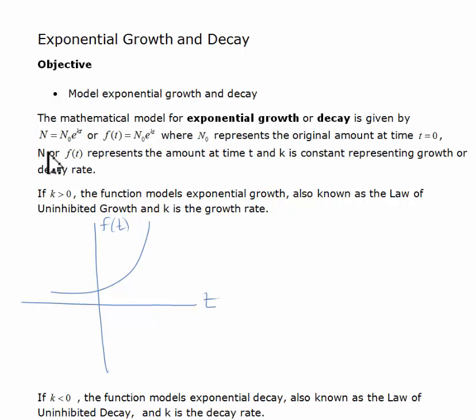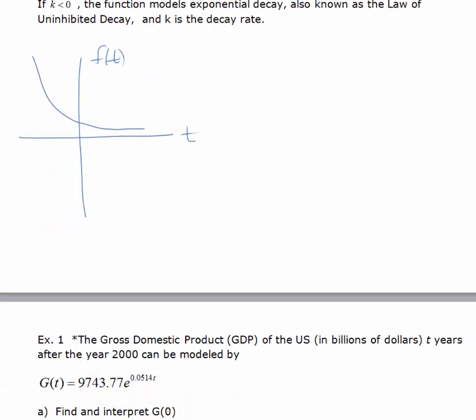And this should look familiar because when we compound continuously, that falls under exponential growth. If k is greater than 0, that means you're going to have growth. This model can also be called the law of uninhibited growth, and k would be the growth rate. You can see here your function is increasing, so this is what your function would look like. When k is less than 0, which can also be called the law of uninhibited decay, you can see your function is decreasing, and that's what your function would look like.